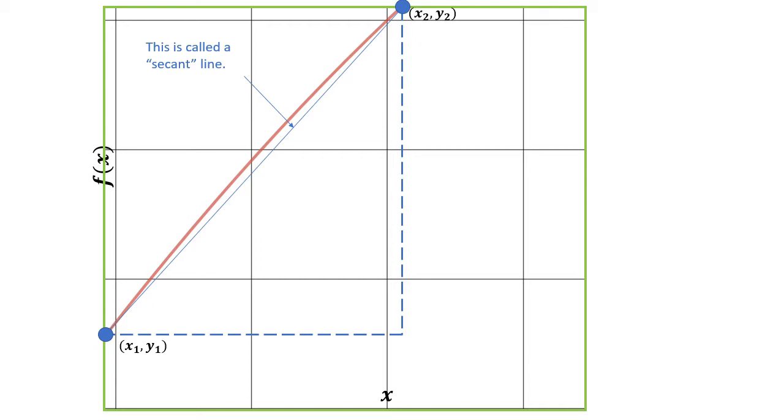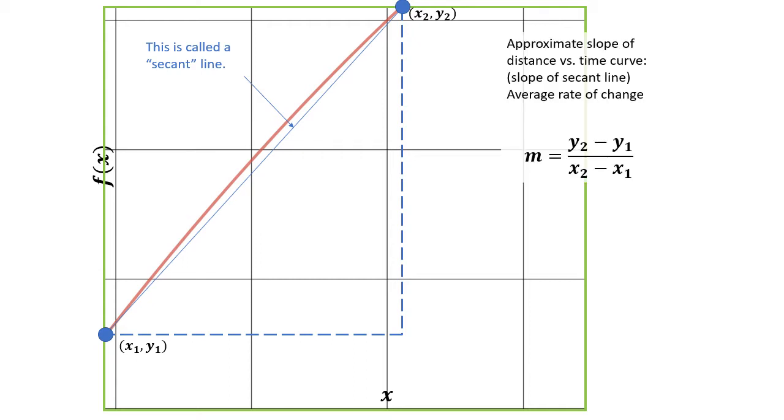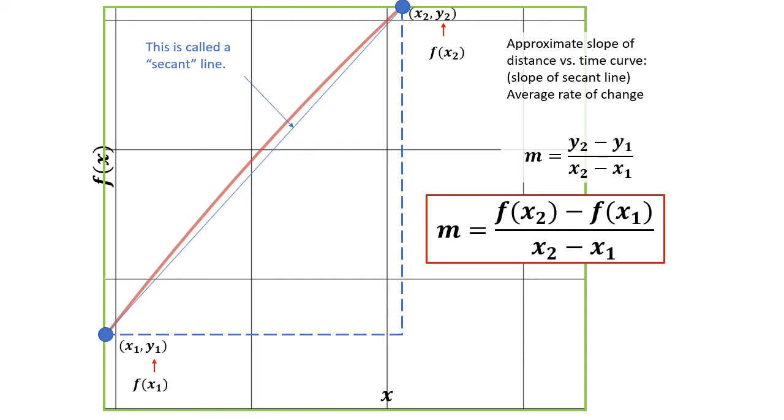And you can see that we can put a right triangle on here and see that we know how to calculate slope here. It's a change in y values with a change in x values. So our x values are x1 and x2, and our y values are y1 and y2. But again, because we're talking about y as a function of x, instead of saying y1 and y2, we can say that they're f of x1 and f of x2. So the slope of the line is a change in y over the change in x. Or if we use this function notation instead, we get this equation for the slope of this line. And this is called an average rate of change.